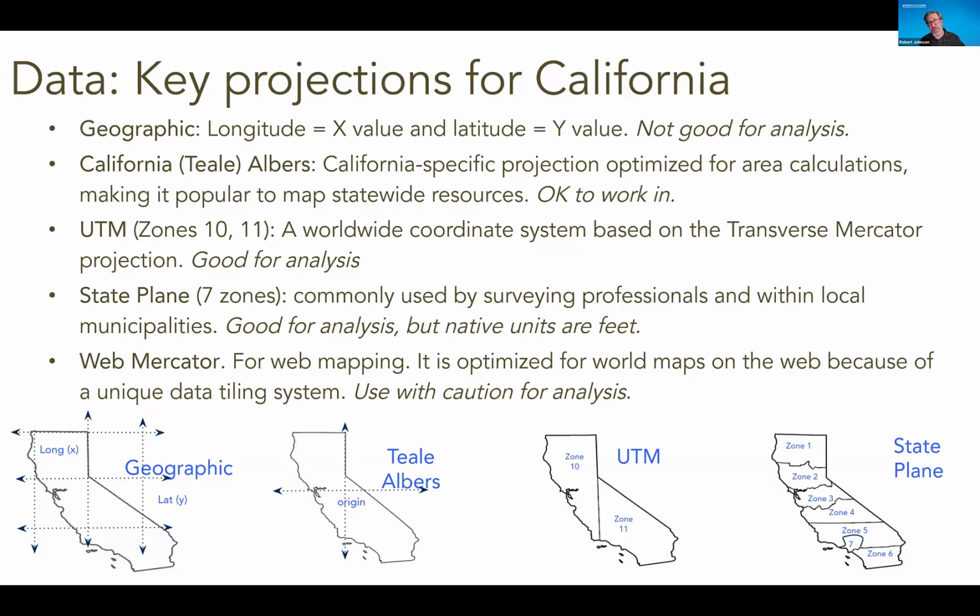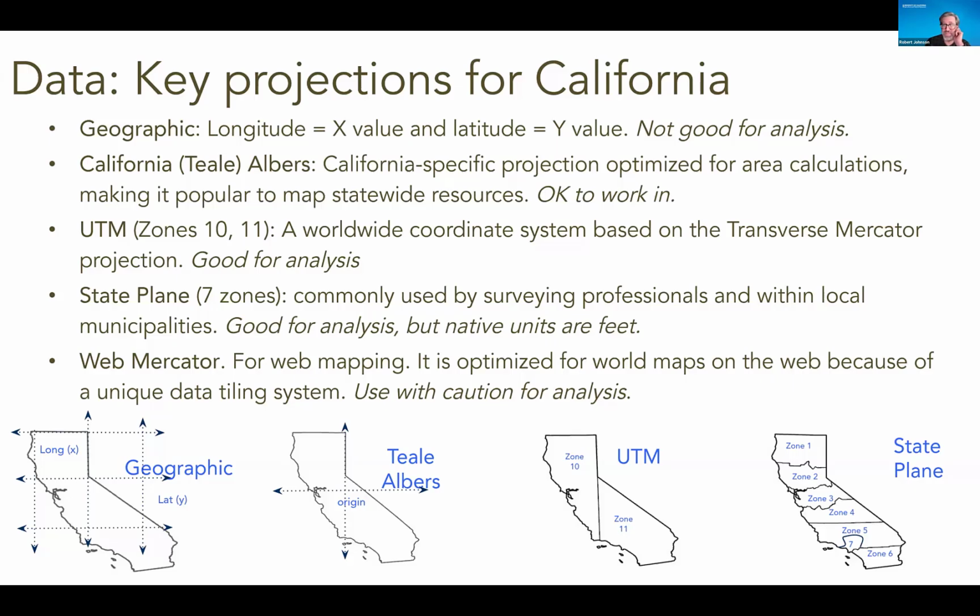There's also UTM, which splits up the entire globe into, I think, 6 degree strips that run north to south. And for California, we actually get split between two different zones, zone 10 and zone 11. This is also good if you're doing any sort of analysis. The units are very consistent. They're also meters, and it's easy to work with calculations on that.